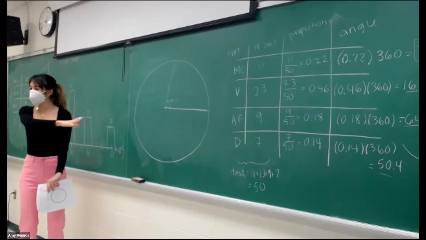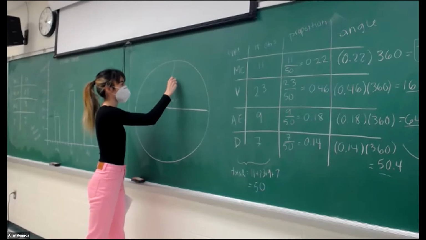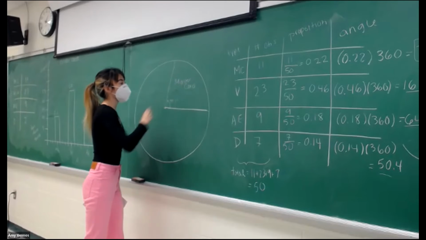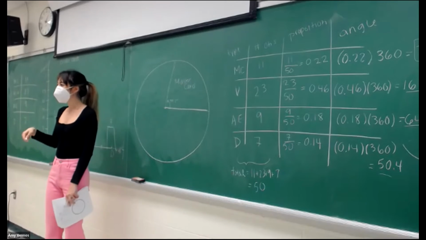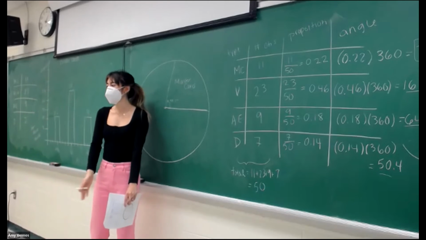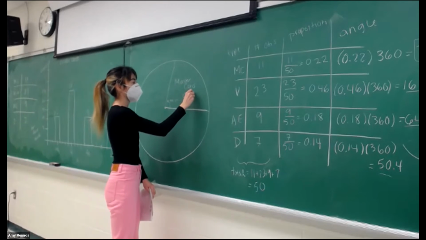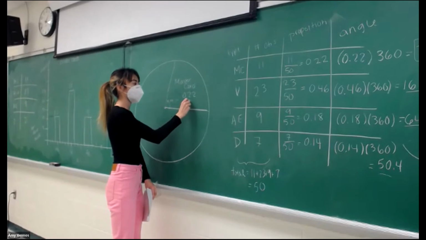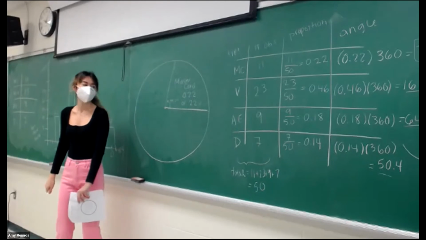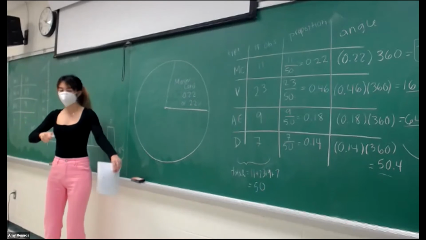Now we're going to label what this means. Well, this whole area of our pie chart represents MasterCard, right? And we're also going to write not the angle, but the proportion inside the pie chart. So it tells people what percentage or proportion of the whole it is. So I'm going to write 0.22, or you can write 22%, which is just taking the proportion and multiplying by 100. Okay. So what goes inside isn't the angle, it's the proportion.